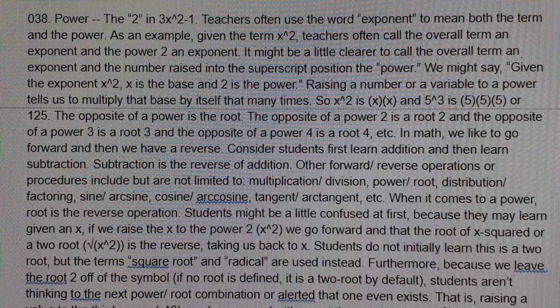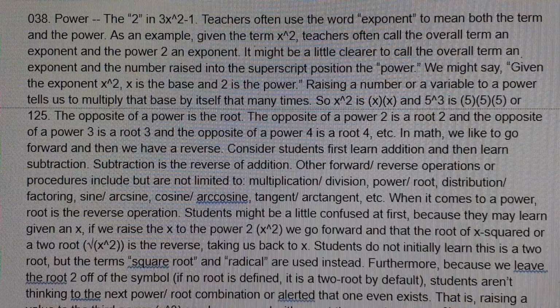Other forward/reverse operations or procedures include but are not limited to multiplication/division, power/root, distribution/factoring, sine/arcsine, cosine/arccosine, tangent/arctangent, etc. When it comes to a power, root is the reverse operation.